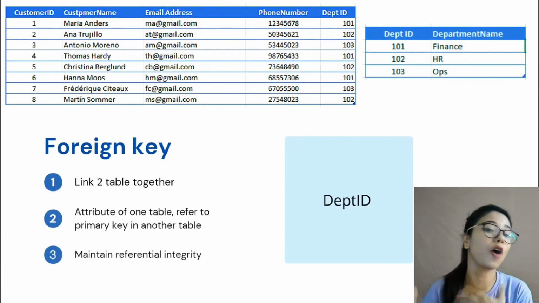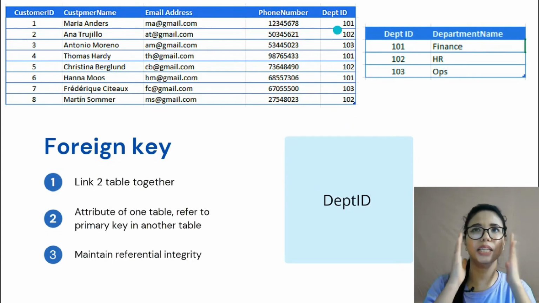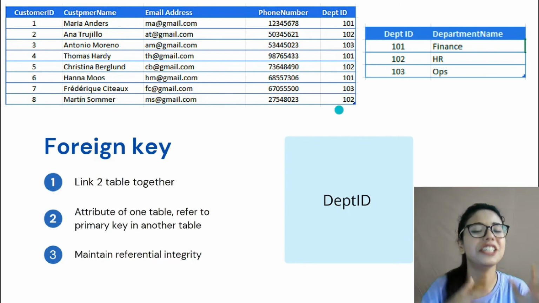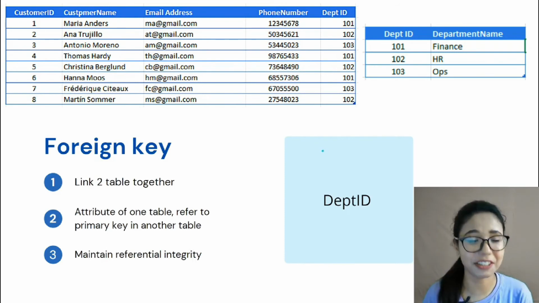Now the foreign key. A foreign key is something which will help in referential integrity. Now what is referential integrity? I have already explained it in one of my videos. I'll provide you the link in the description box.